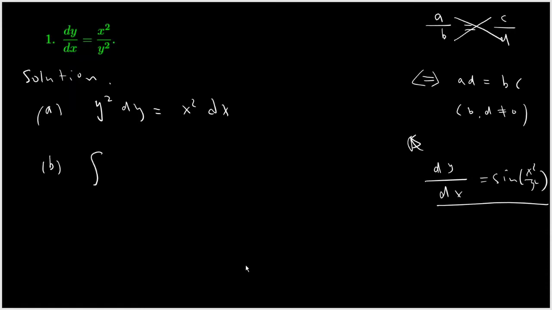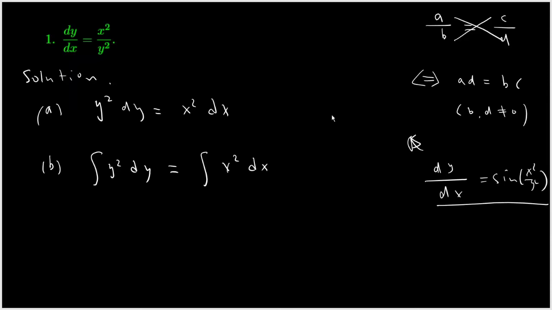Integrate the left hand side, you'll have the integral of y squared dy, right? Integrate the right hand side, you have the integral of x squared dx. For the equation in question A, it's permissible. You just treat the left hand side as a differential of y, and the right hand side as a differential of x. Okay, and then you integrate two sides of the equation.